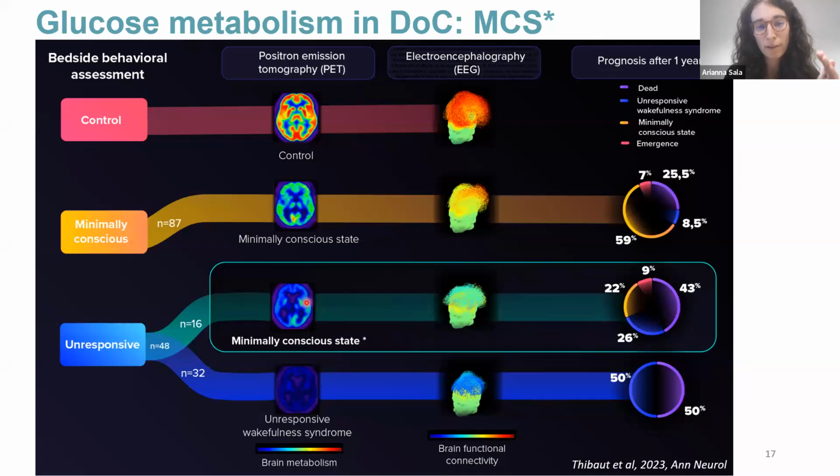And this is quite relevant because if we then look at a prognostic level, while all unresponsive patients had a negative outcome, either resulting in death or staying in an unresponsive wakefulness syndrome, minimally conscious state star patients actually had a positive outcome in one third of the cases. So either progressing to minimally conscious state or even emerging, in a minority of cases, from minimally conscious state.